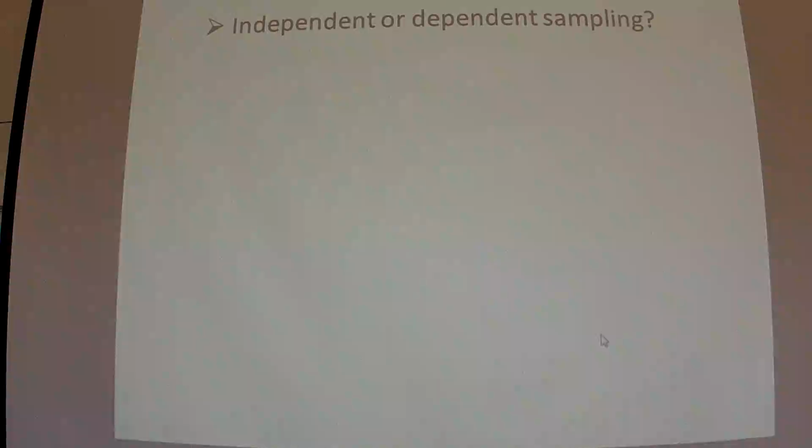899 out of 999, yeah, which is arguably what? 90%. Because you're taking one from a huge group of chickens. So yes, arguably, you can treat this as independent sampling. So those of you that voted independent sampling, you're arguably correct. Those of you that voted dependent sampling, you're definitely correct.